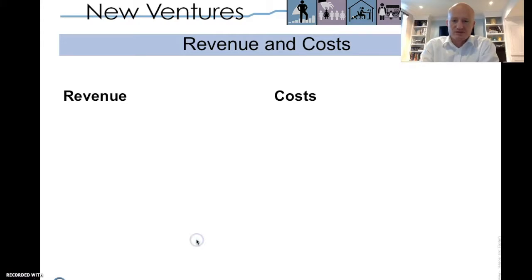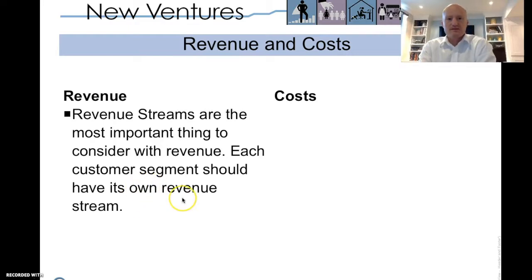So first of all, revenue. There it is. We're not talking necessarily about how much money you're making, but we are talking revenue streams. And that's the most important thing to consider as you consider your revenue. Each customer segment should have its own revenue stream.